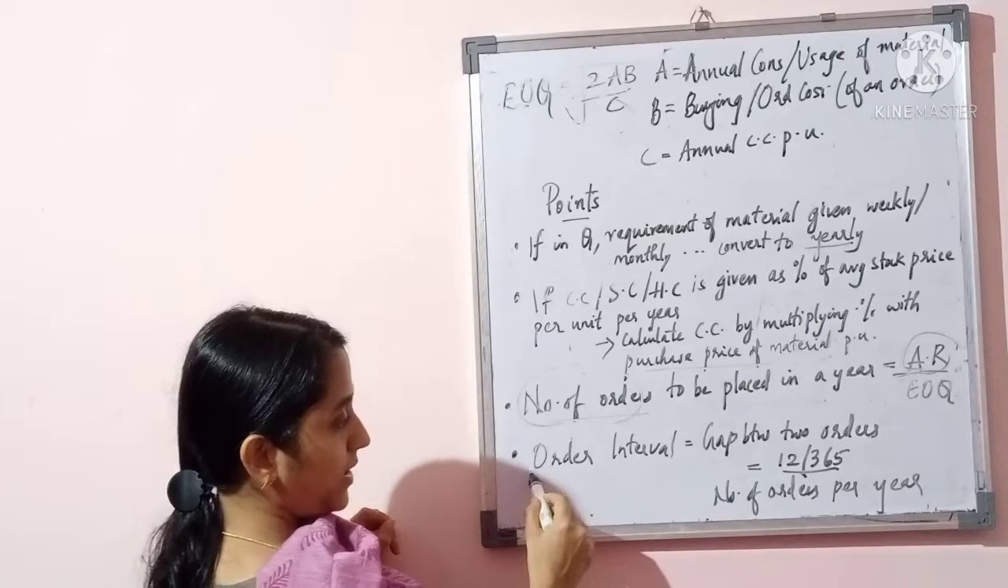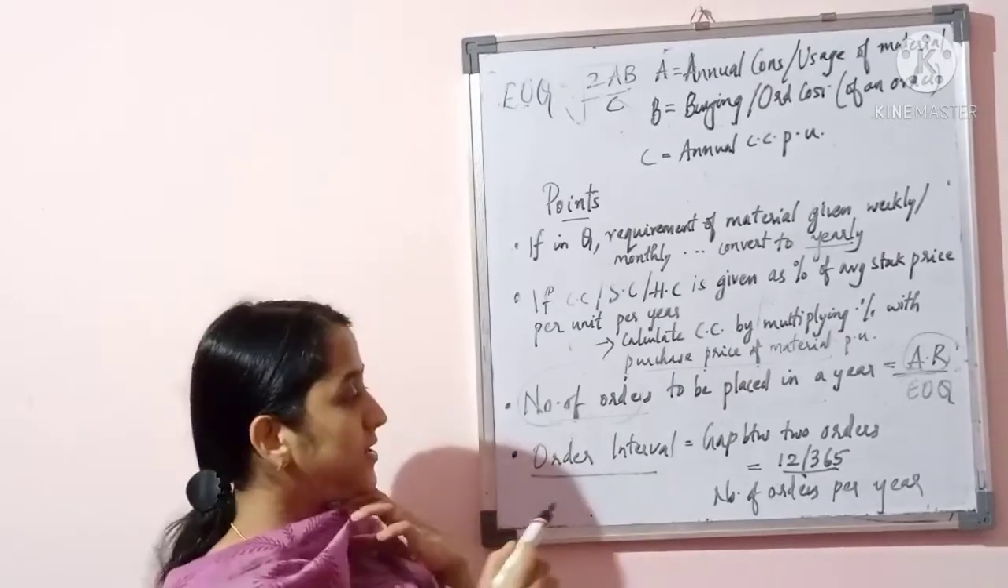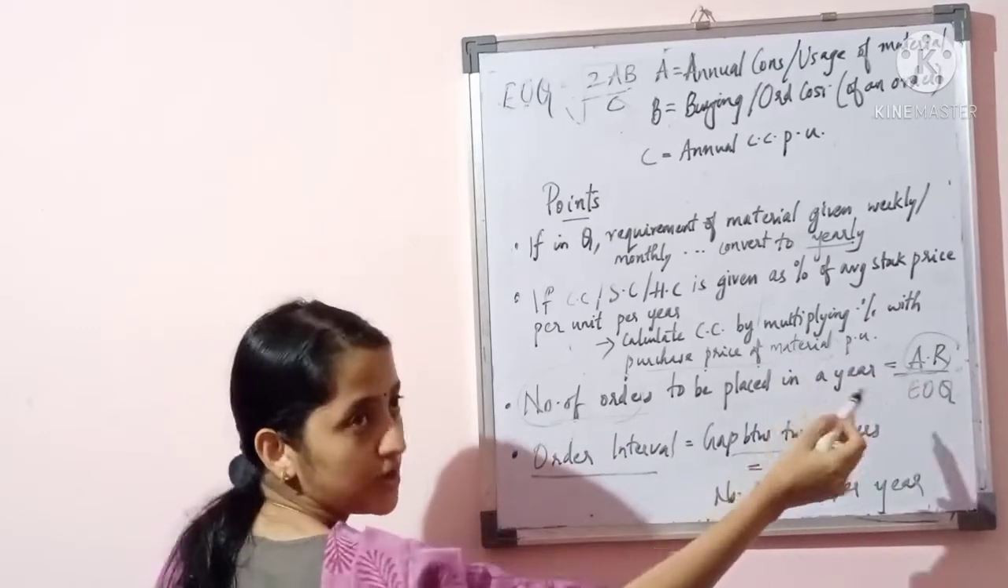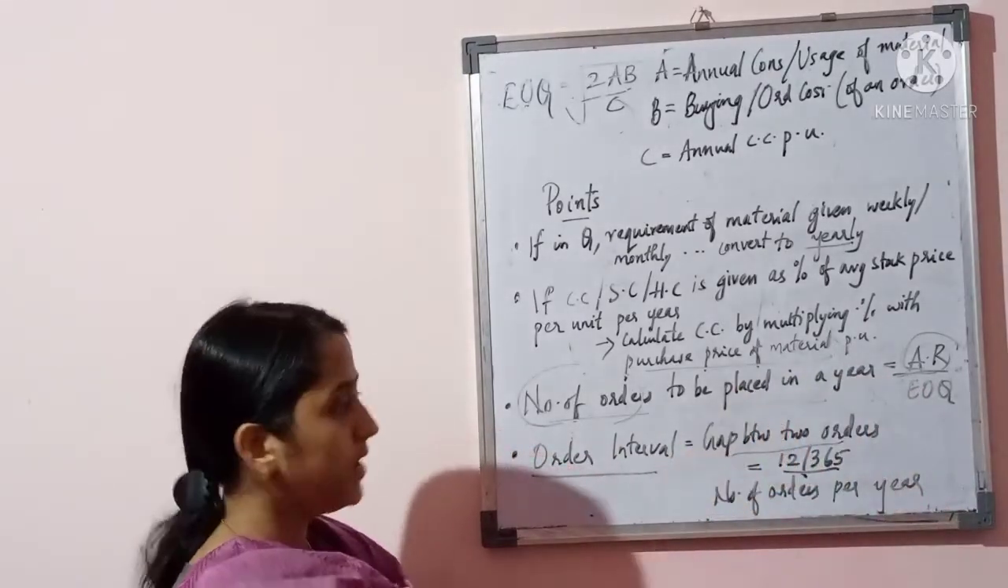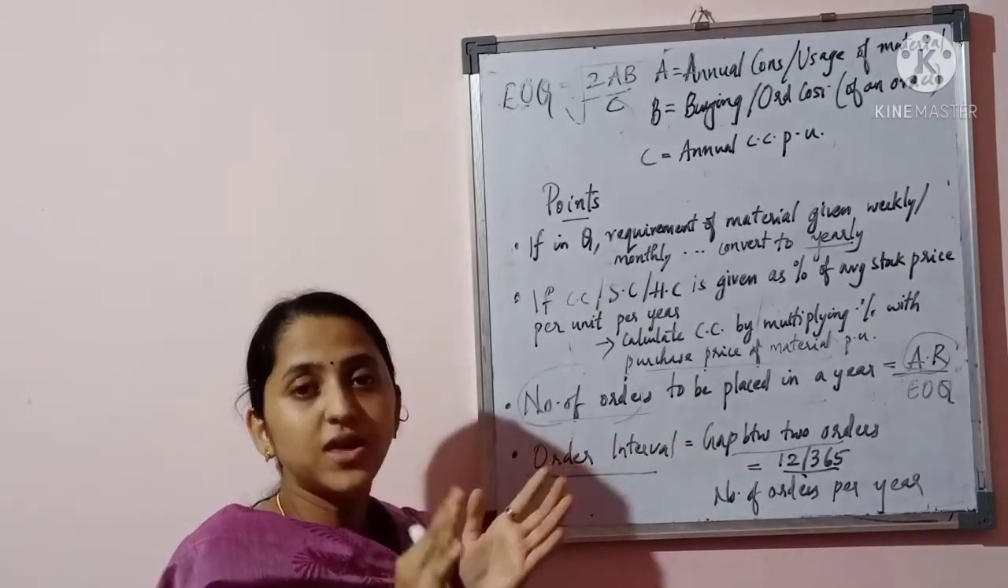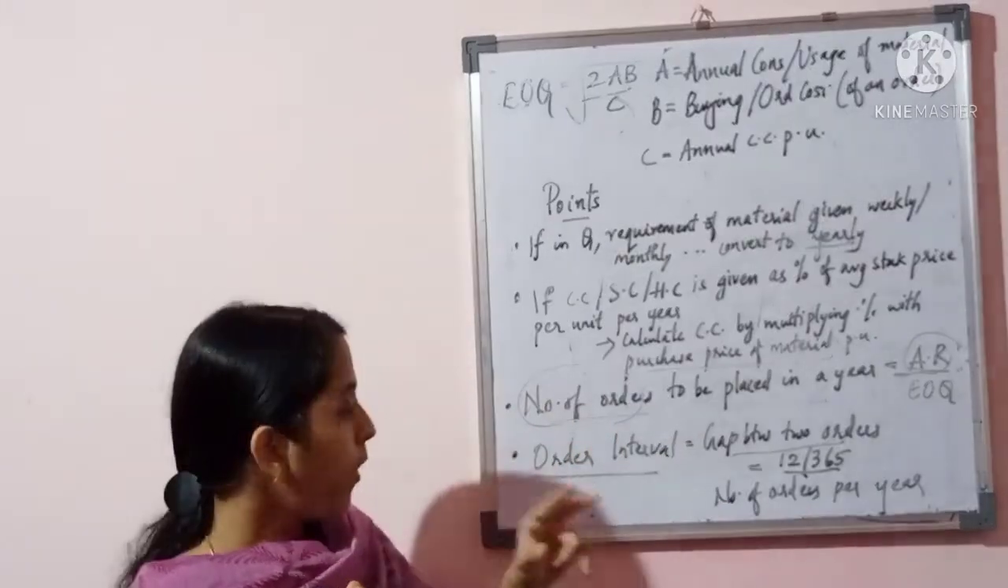Then another formula is order interval. Order interval means the gap between 2 orders. Here we have found out how many orders in a year we have to make, and order interval says how much gap should be there between 2 orders.